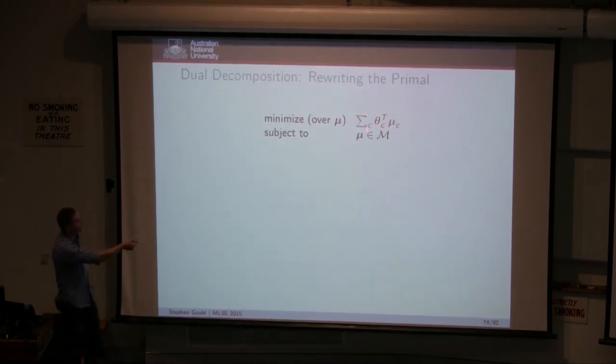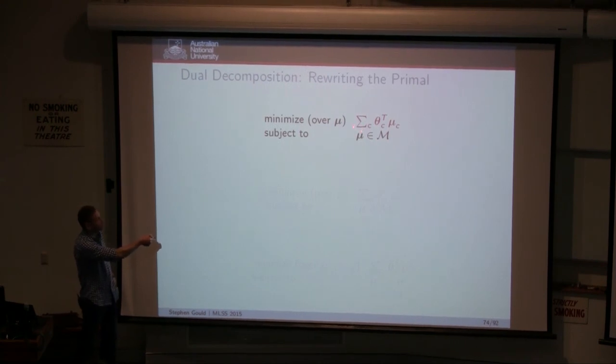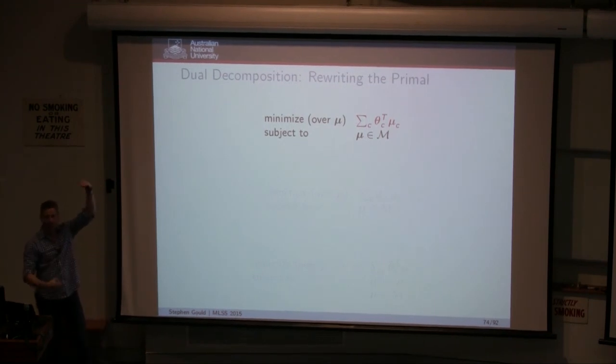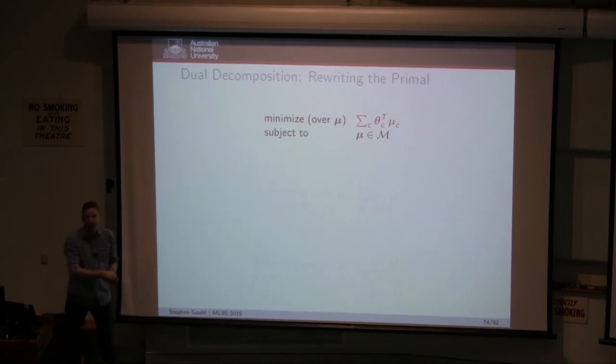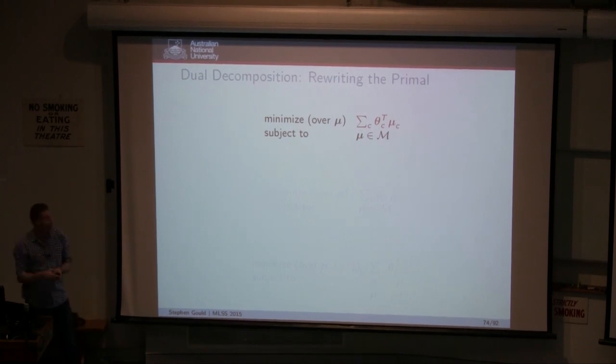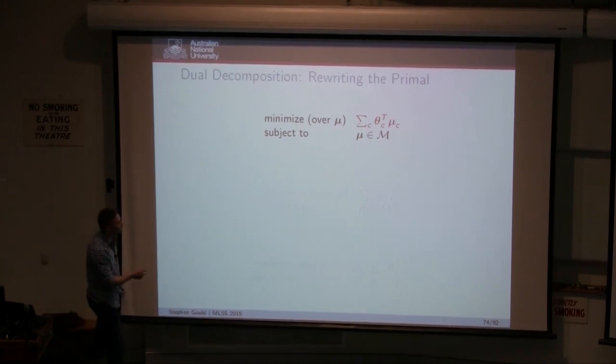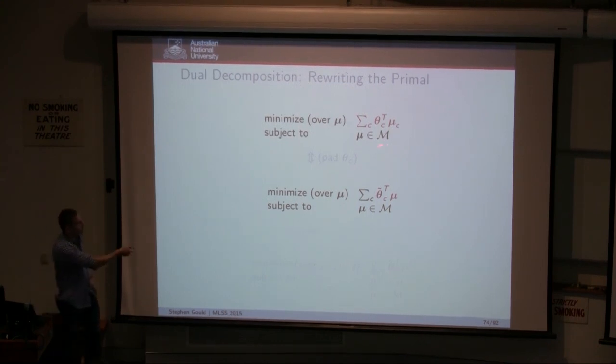Okay, so the first thing we do is we write out our problem where I've now written my original energy function, which was the dot product between this very large parameter vector and indicator vector, as the sum over the parameters for the individual cliques and the indicator vector or variables for that clique. Okay? And what I'm going to do then is pad out this smaller parameter vector to have a whole lot of zeros and just multiply that by the full indicator vector. Okay? Does everyone see what I've done?